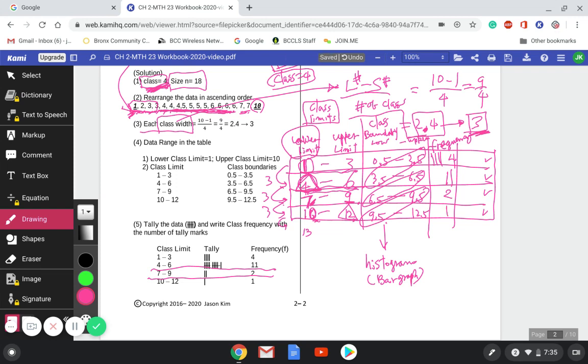And you double check, see if you miss anything by adding all this number, supposed to be same as the class size, 18. So 4 plus 11 is 15, 15 plus 2 is 17, 18. So it's 18, and you double check by adding all the frequencies, see if it's same as the size.